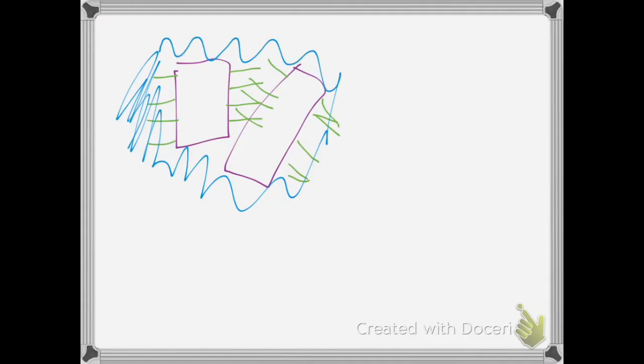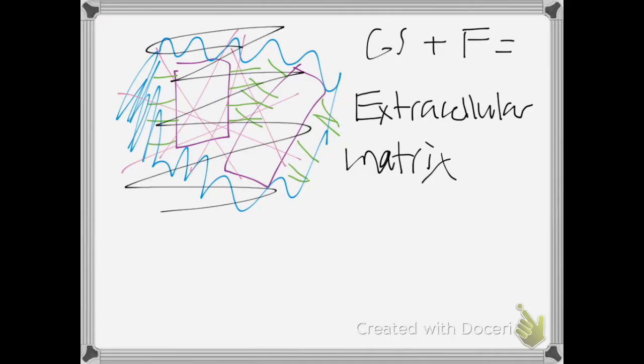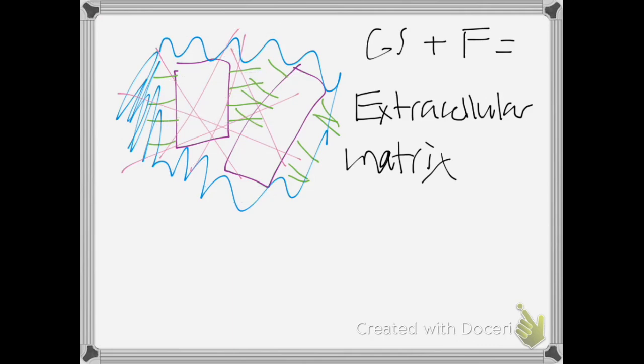And then I'd add some fibers like this. And then if I drew in some cells, these cells, this is going to be connective tissue. But if I take out these cells and I just talk about this background fluid, these proteoglycans, and these fibers, these things, when we talk about ground substance plus fibers, this is going to equal the extracellular matrix. So when we're talking about secretion of matrix, we're talking about secretion of fibers, fluids, and these proteoglycans.